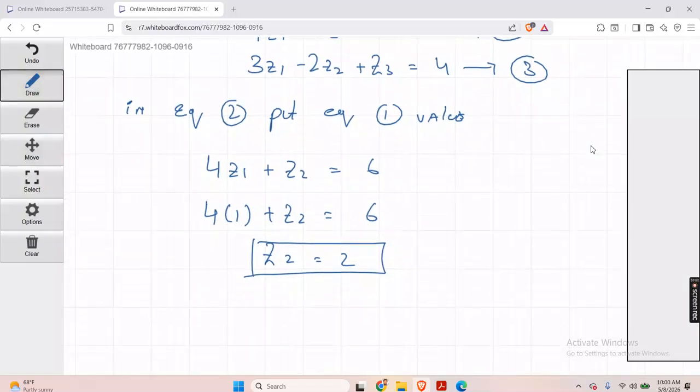Now we have in equation 3, put the equation 1 value.